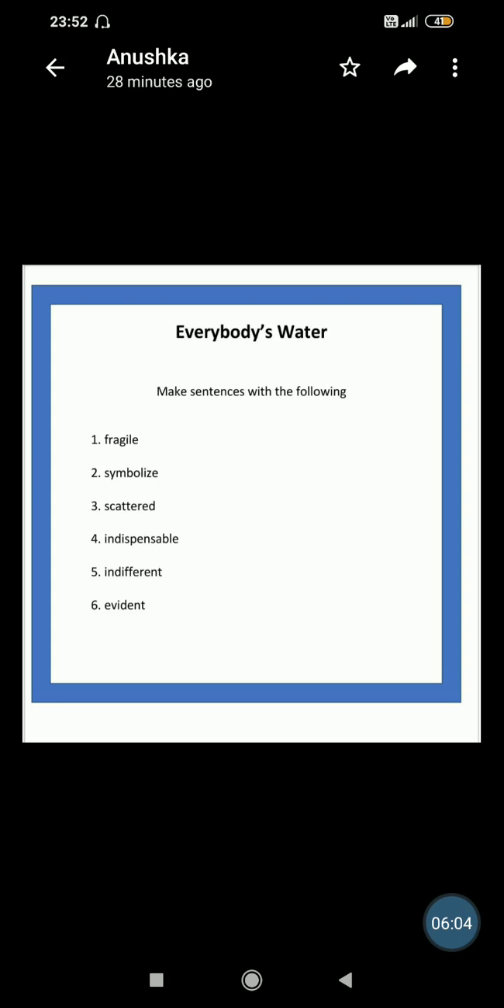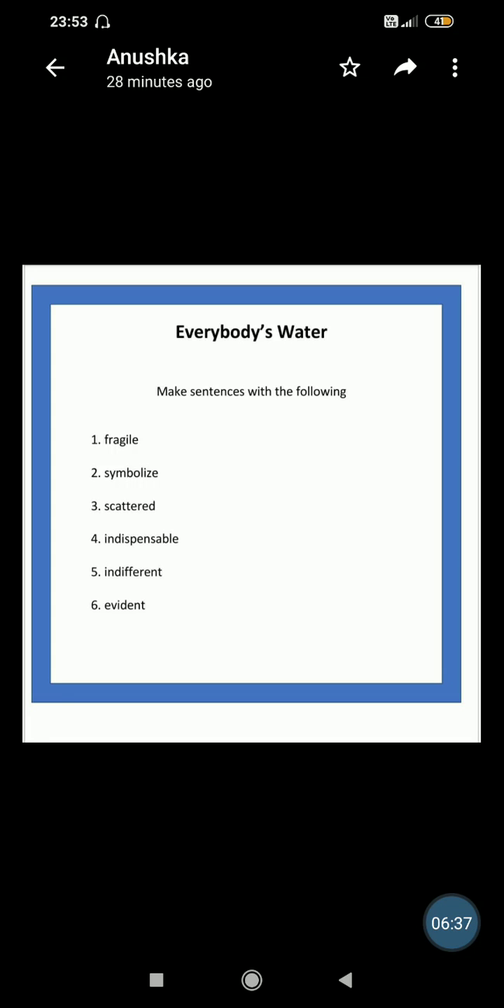Now, I'm indifferent towards, I'm indifferent when you don't have any interest. What will you say? I'm indifferent towards this subject. I'm indifferent towards languages. I'm indifferent towards mathematics. I don't like mathematics. I have no interest in mathematics. Indifferent means when you don't have any interest. Okay.